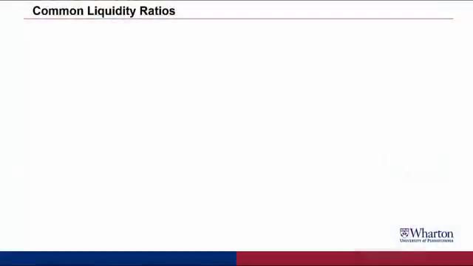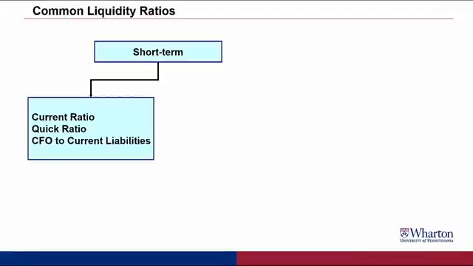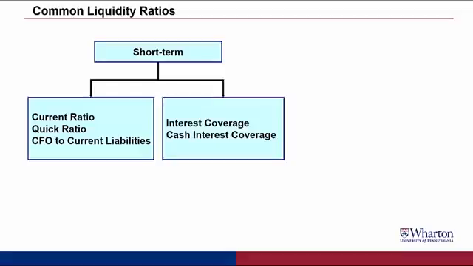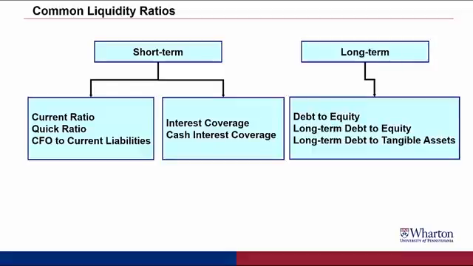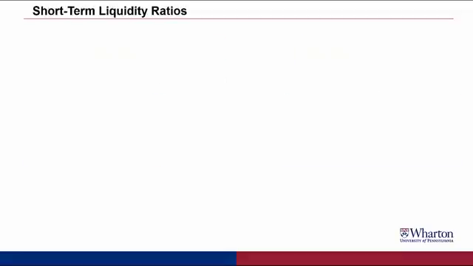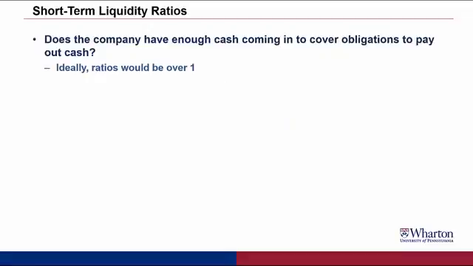Let me give you a quick overview of the different kinds of liquidity ratios we're going to look at. So we'll look at some short-term liquidity ratios, which are telling us about the company's short-term cash position. We'll do a few ratios that use assets and liabilities to give us that information, and some ratios that use interest expense and cash flow numbers to give us that information. Then we'll look at longer-term liquidity ratios. These are trying to tell us about the company's borrowing capacity, risk of bankruptcy, how it's financing its growth. And here we'll get into debt to equity and other leverage ratios. So let's start with the first bucket of short-term liquidity ratios.